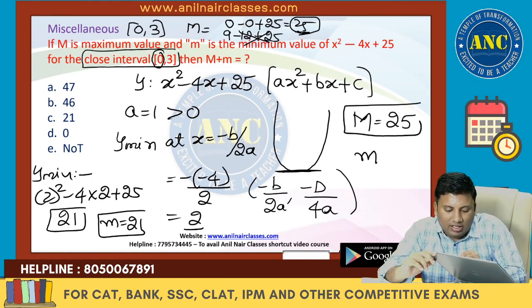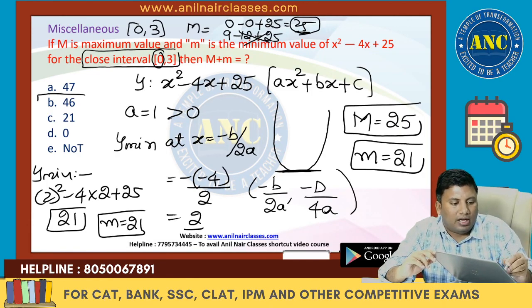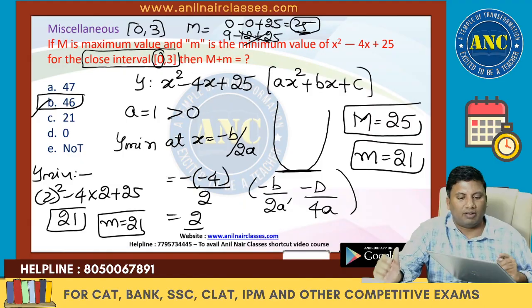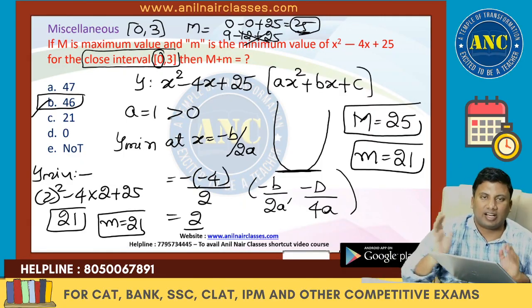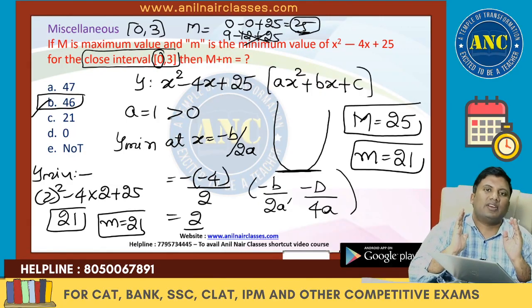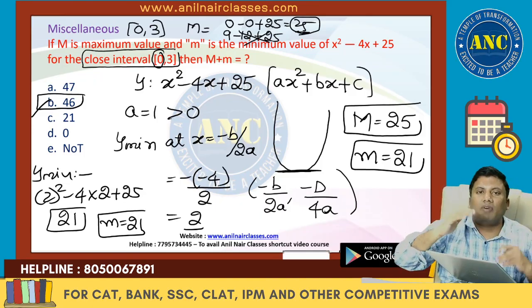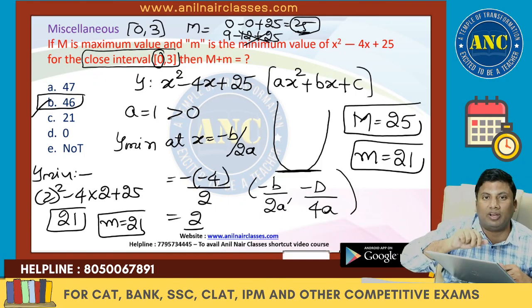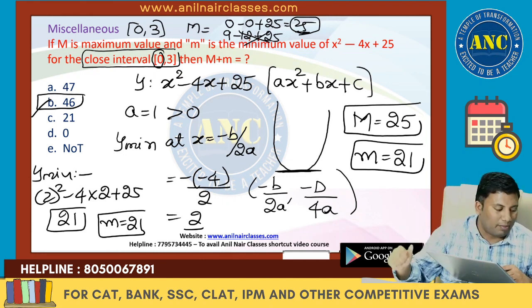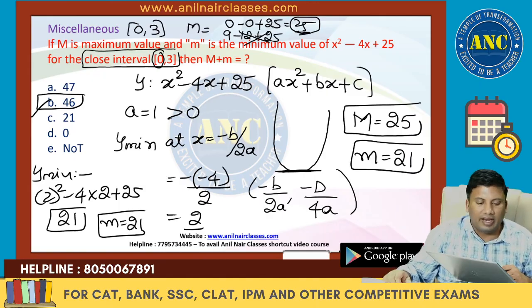Small m is 21. Capital M plus small m, the answer is 46. I hope it is clear. There is an interval given, 0 and 3. Anyway, it is going up, but till what value can it go? It is not going up to infinity. It starts at 0 and stops at 3, so the maximum value is there.